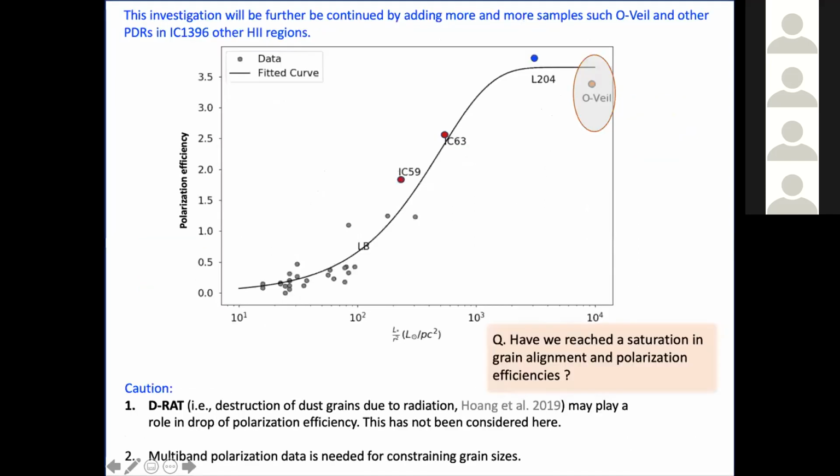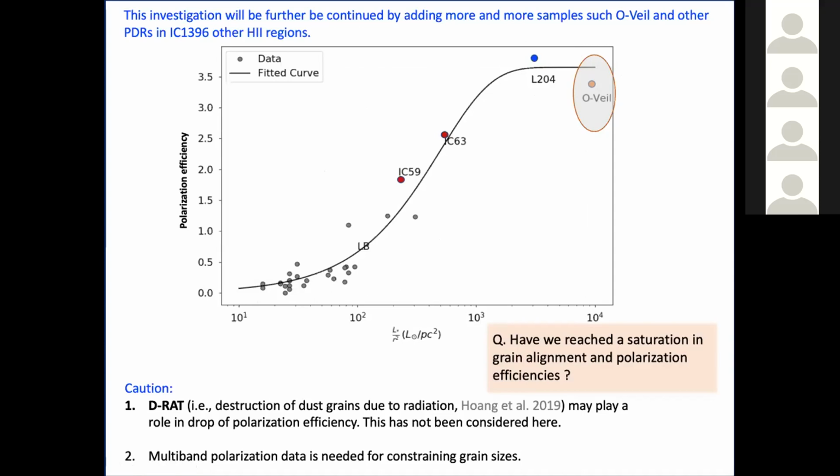But we are now extending this study to a further level by including more and more samples, such as Orion Veil, and we are going to include four more clouds from the IC1396 region soon. When we plot the same figure in log scale, we do see a kind of saturation or flattening of the polarization efficiencies in LDN204. And when we add Orion Veil, which is illuminated by several O and B type stars and has higher UV flux, we do see a kind of saturation in the polarization efficiency.